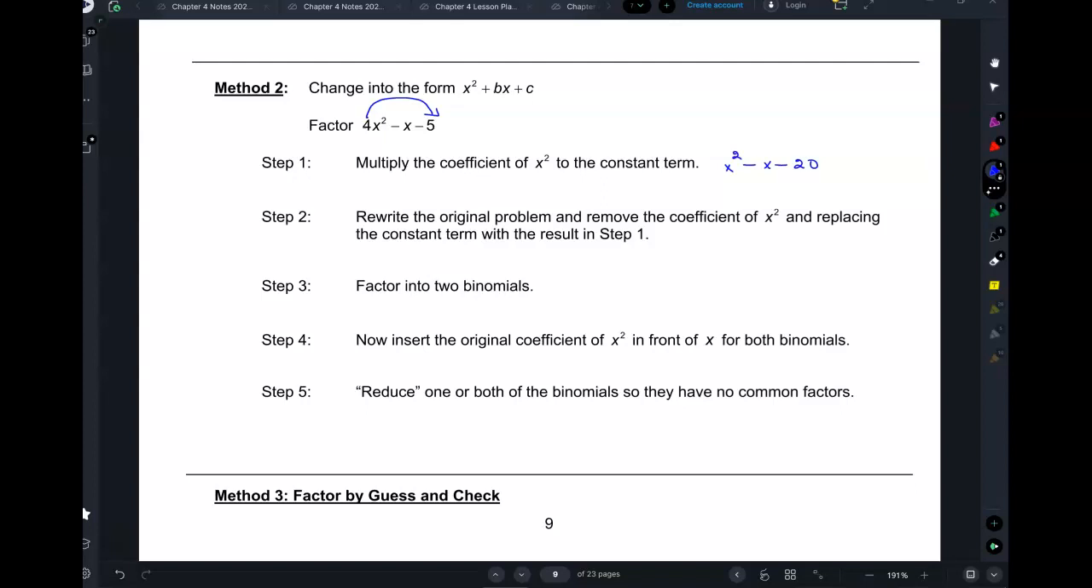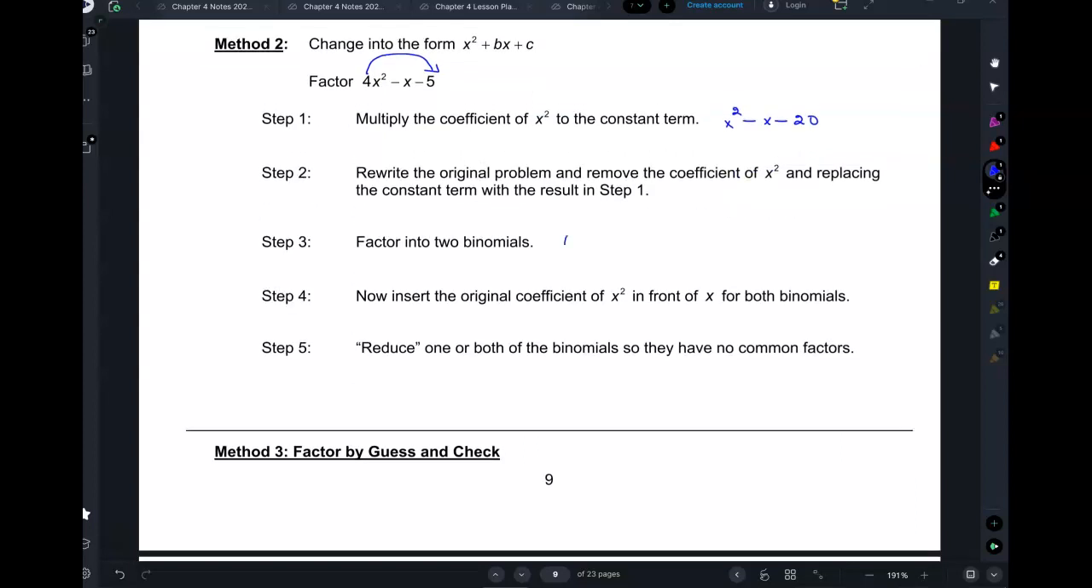Now, we're going to factor into two binomials. Again, this is the same problem as we were doing before. x minus 5, x plus 4, right? Are we okay with this? Now, but look at this. There was a 4 here. We took it out. So you know what we do? You put it back in both places. Okay?